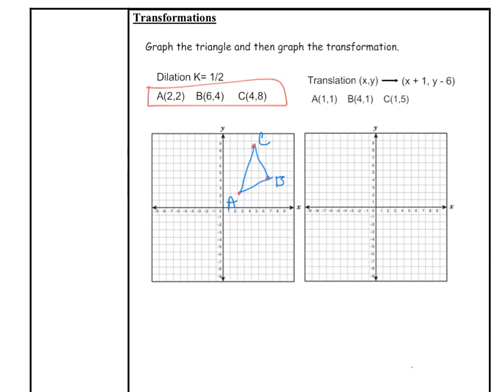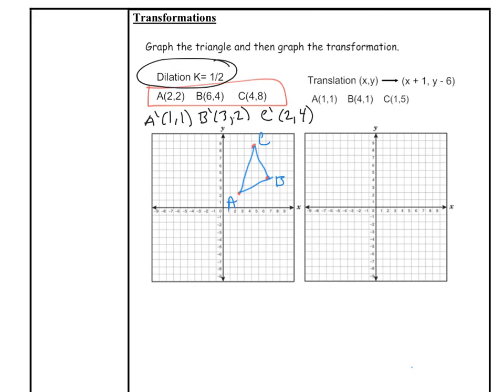Now, for my transformation, I'm asked to do a dilation by 1/2, which means I multiply all of my points by 1/2. So really, I'm just taking all of these numbers and dividing them in half. So let's see, A prime would be 1, 1. B prime would be 3, 2. And C prime would have to be 2, 4.